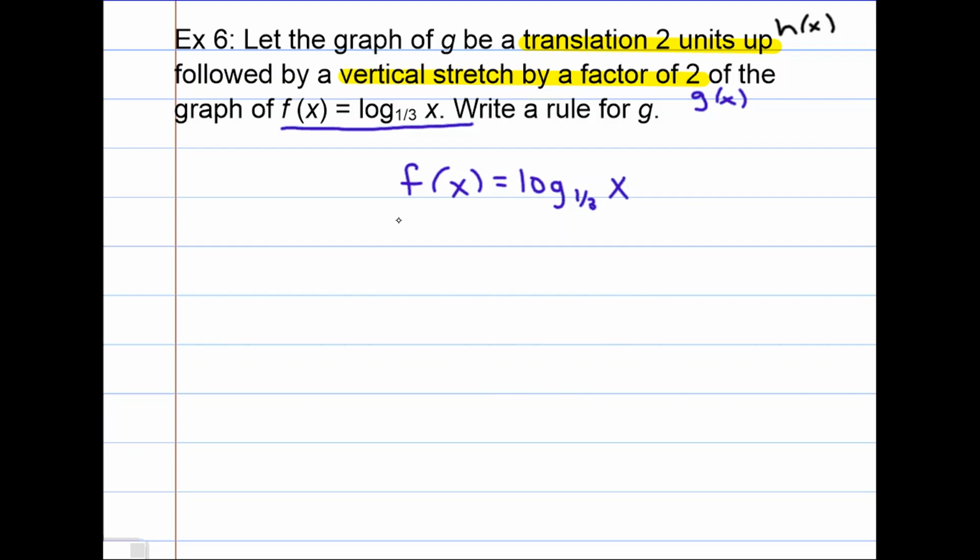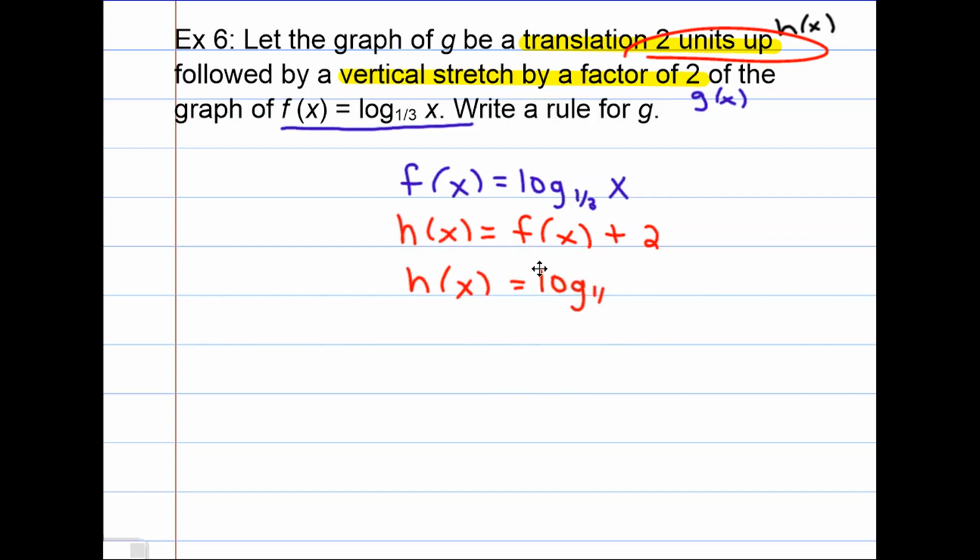So here we go. H of x equals translation 2 units up. That 2 units up is just a plus 2 on the outside. So I'm just retaking that f of x and rewriting the whole thing and tagging a plus 2 on the end. Log base 1/3 of x, and then a plus 2 right there on the end.